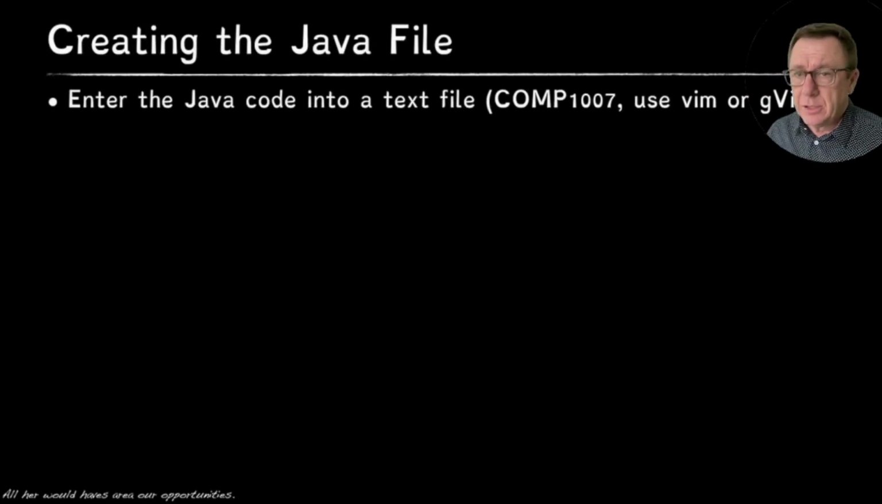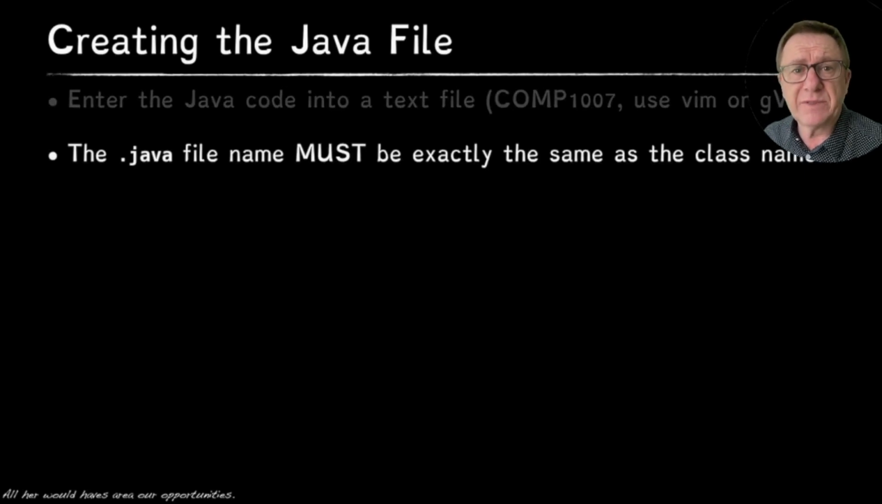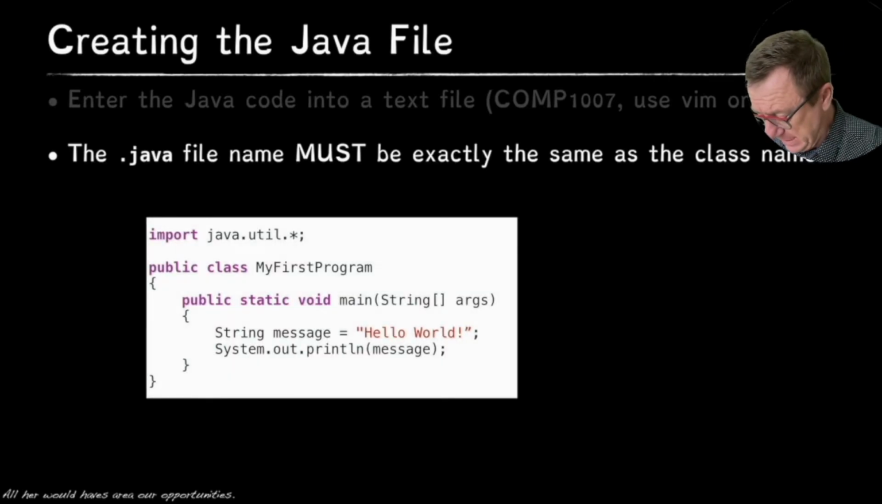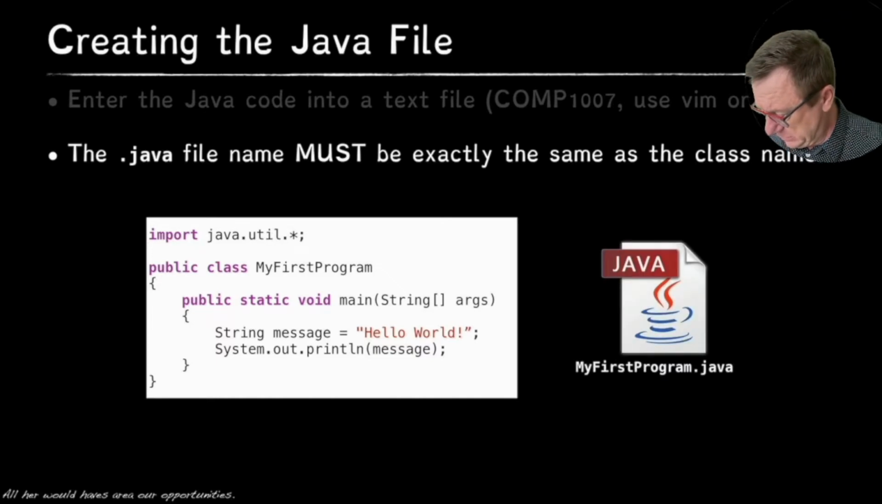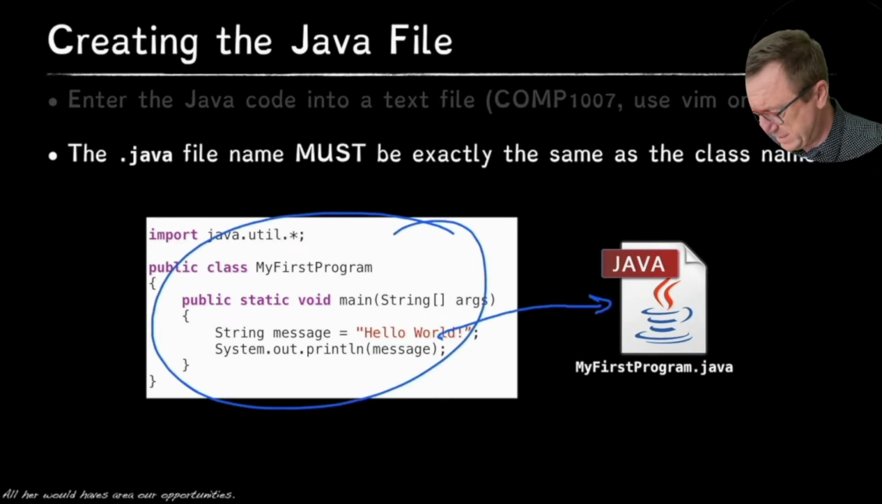Now, we've said this: creating the Java file goes into a text file. And with the text file, I've said this, the Java file name must be exactly the same as the class name. Recall that? We're going to be using Vim or gvim to do our coding. We've got this lovely piece of code. This is our .java file, okay? Nice. So, this is what's stored in my file.